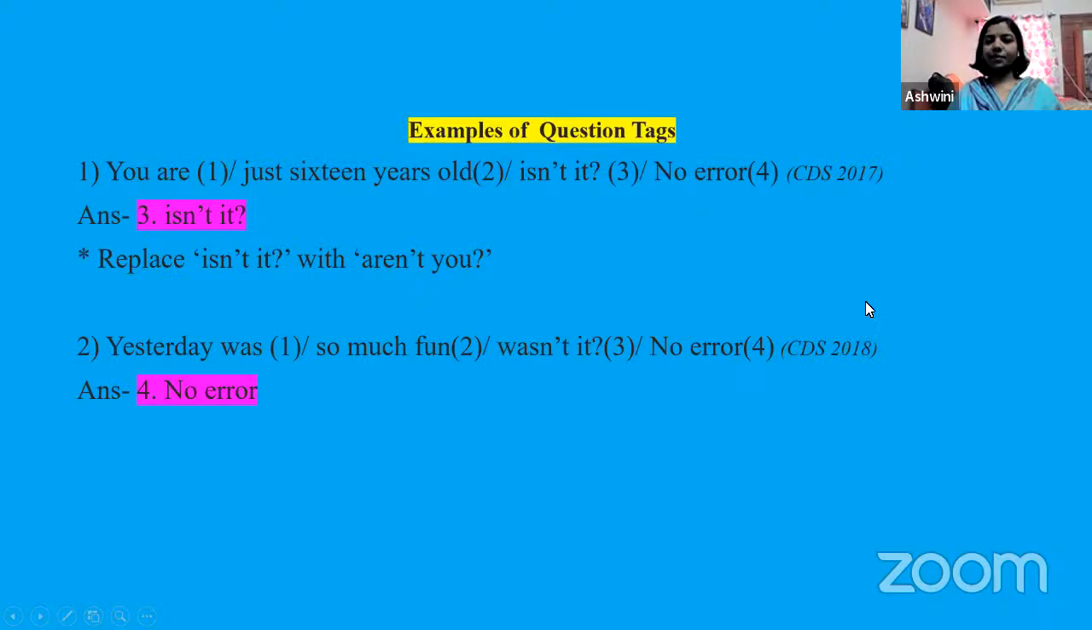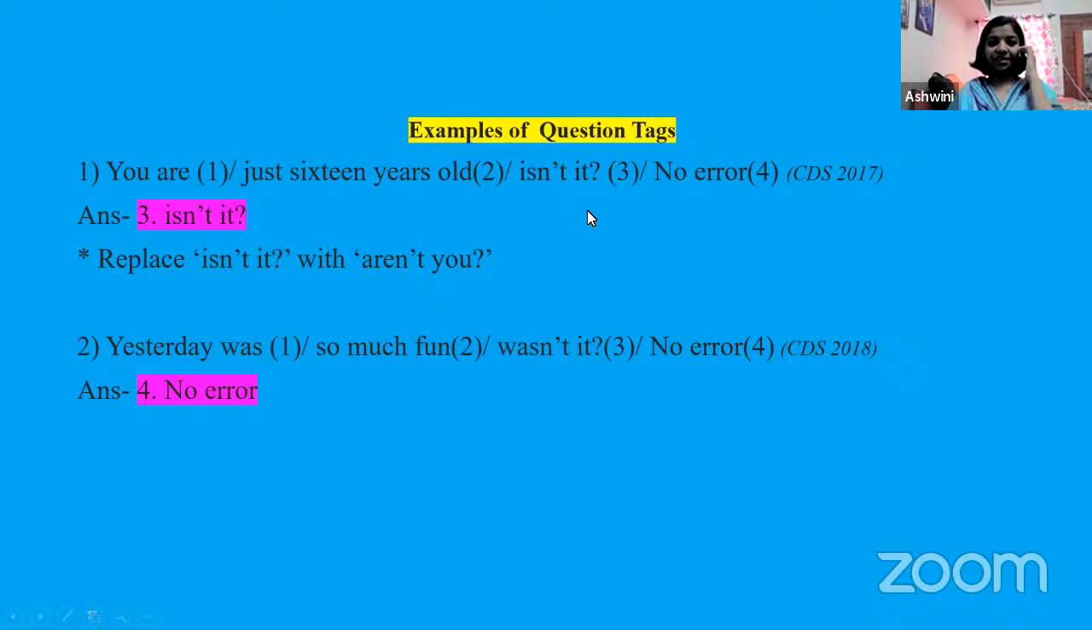Next, that is the example. Which type of question will they ask? They asked you about this question tag, और कौन से एग्जाम में आए हुए हैं? देखिए, you are just 16 years old, isn't it? No error. CDS exam में पूछे गए question है in 2017. What is that? Isn't it?